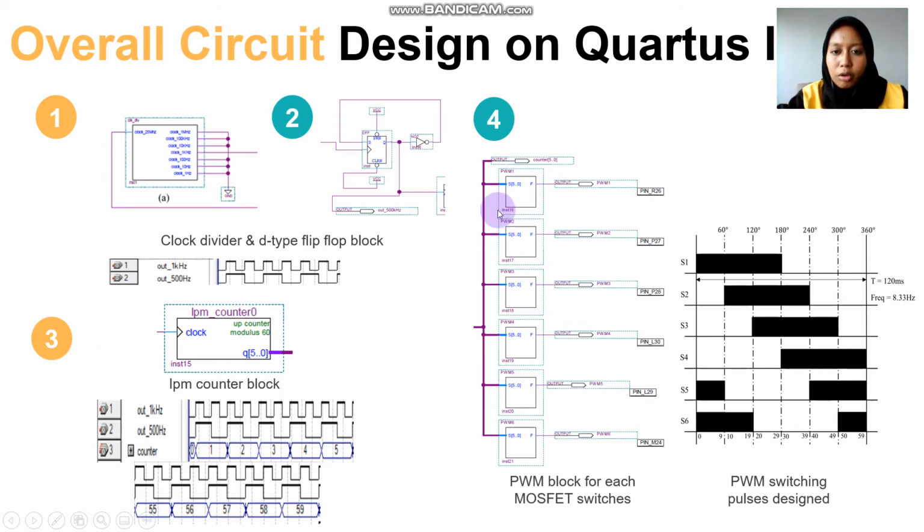Next, each block consists of VHDL code that is written to generate the PWM signal according to the switching pulse design. The 150-degree conduction mode is used to program the logic control of the BLDC motor, with each pulse differing by 30 degrees. Since we are using 6 MOSFET switches, we have to have 6 PWM blocks.